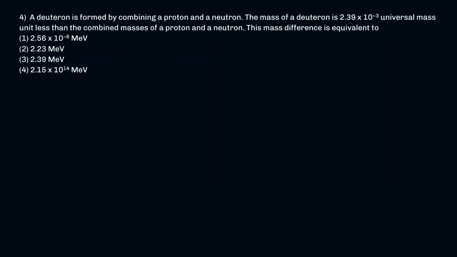All right, so example number 4. A deuteron is formed by combining a proton and a neutron. So the mass of a deuteron, I think I'm saying that correctly, is 2.39 times 10 to the negative third universal mass unit less than the combined masses of a proton and a neutron. This mass difference is equivalent to, so all my answers here are in mega electron volts.